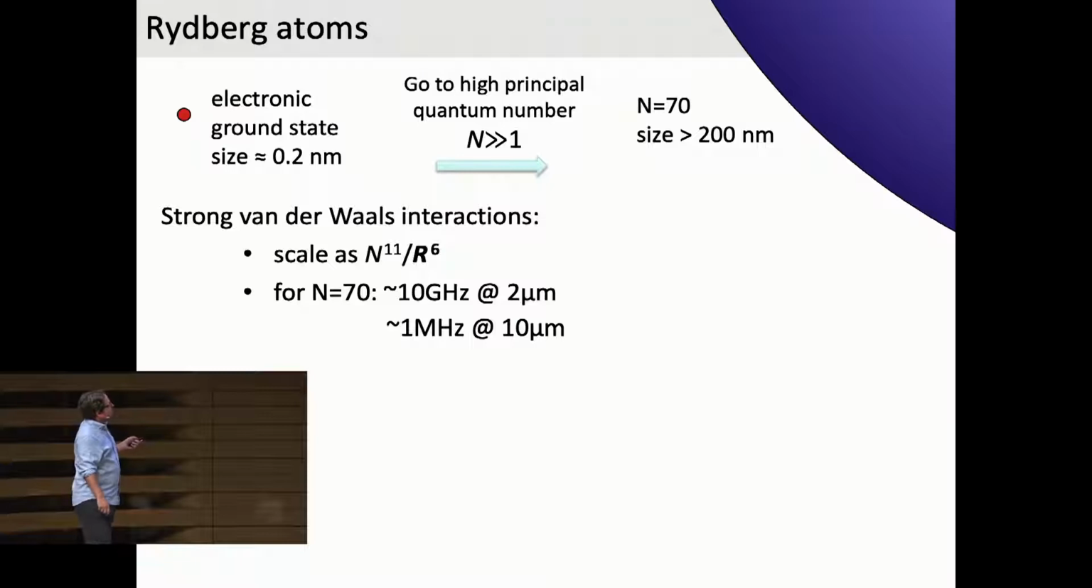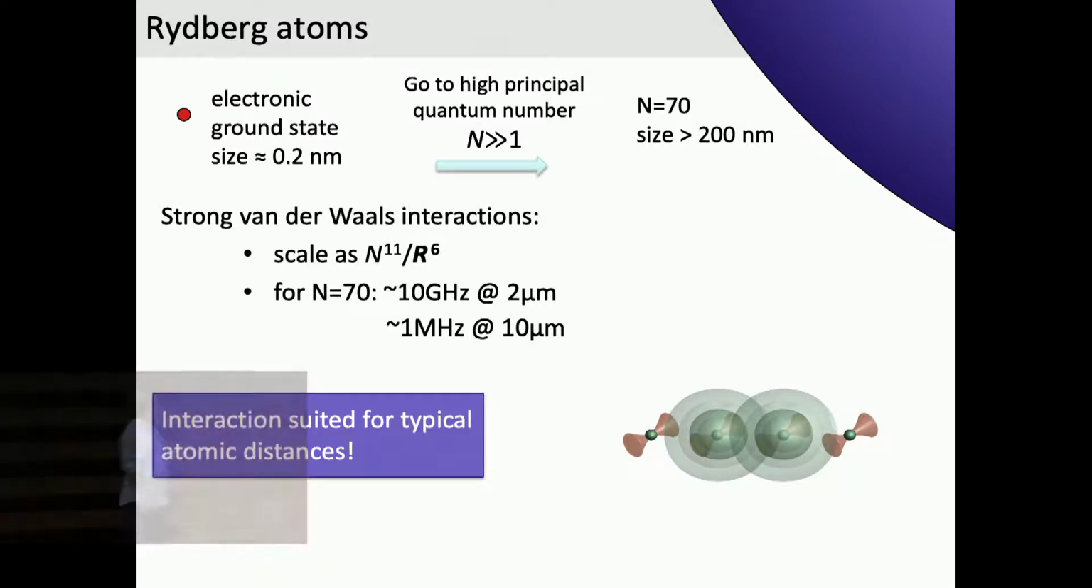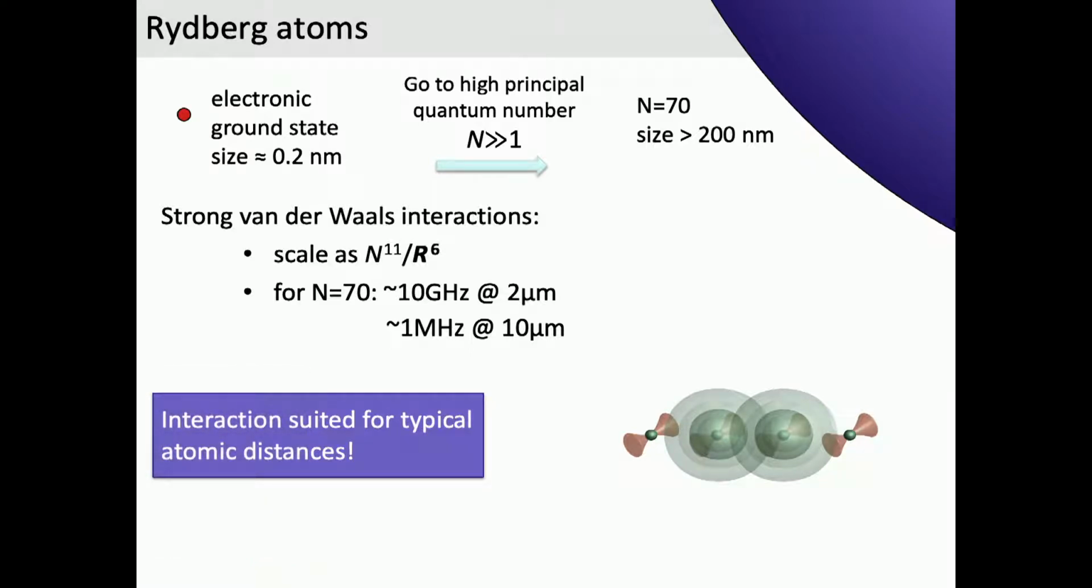And this leads to very sizable interactions even at these large distances in the arrays, and this is some sort of a fruitful marriage where the interaction is really well suited for the typical atomic distances that I have. Okay, so that's sort of the basic principle.